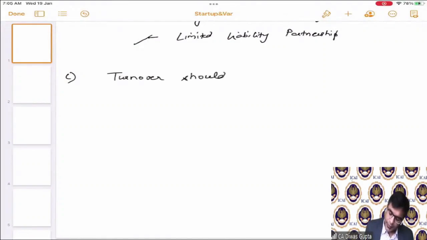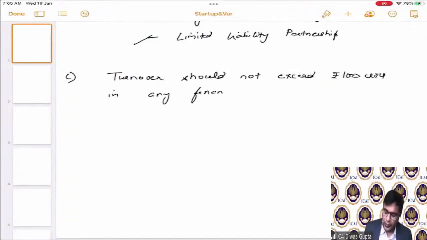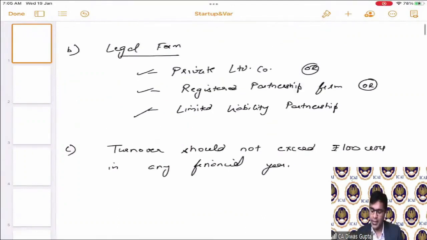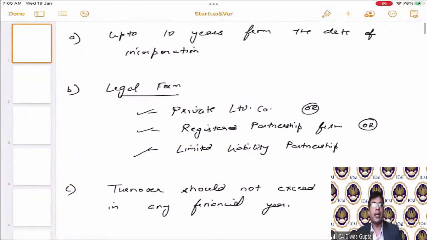Turnover should not exceed rupees 100 crore in any financial year. If this is exceeded, then you are not coming out as a startup. Then you are an established company. You are not a startup. Correct? So if it is up to 100 crore in any financial year, then only you will be treated as a startup. Now, combining all these three conditions, up to 10 years from date of incorporation.